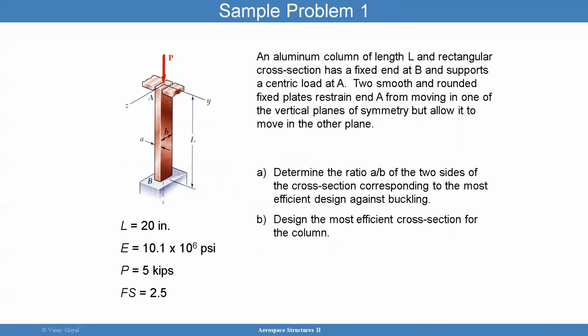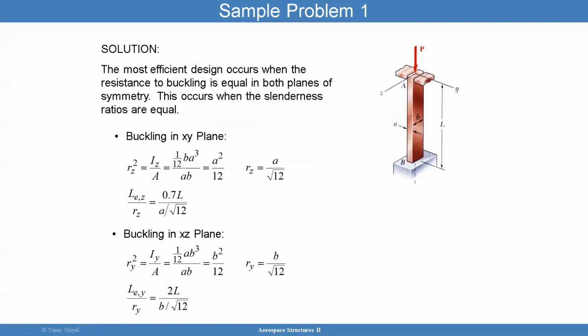So here, it's a classic mechanics of materials book example. You have the length given, E, the modulus given, the load given, the factor of safety given. And the question is to determine the A over B ratio of the two sides to give the most efficient design against buckling, and design the most efficient cross section for the columns. It's a very simple solution.